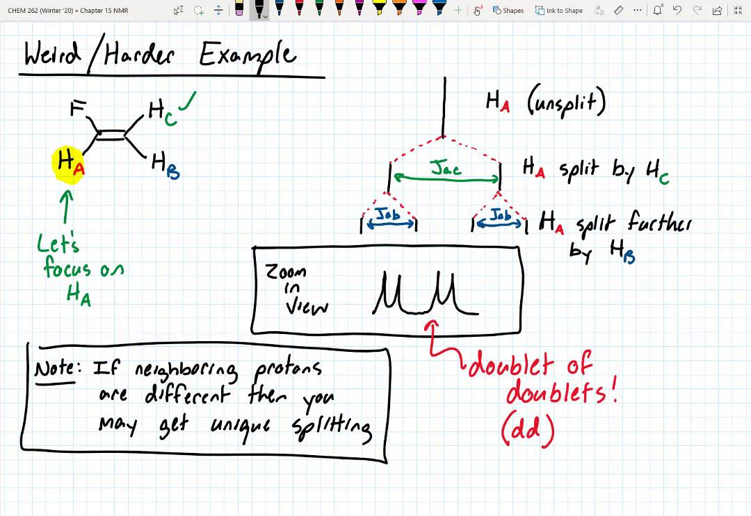All right, this gets tricky though. What happens if we have three or four different types of unique three bond neighbors and we've got this super complicated splitting pattern that's really hard to decipher, really hard to interpret? Does anybody know what chemists call that?